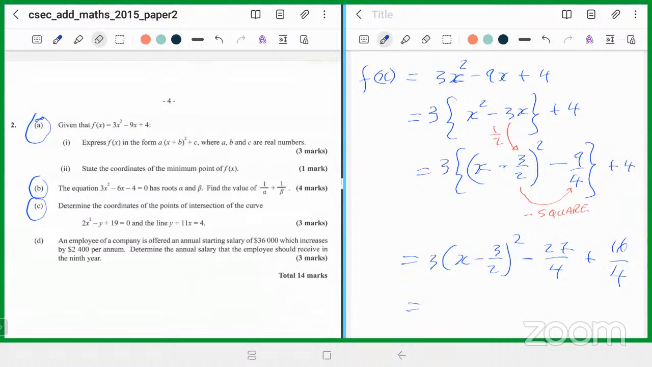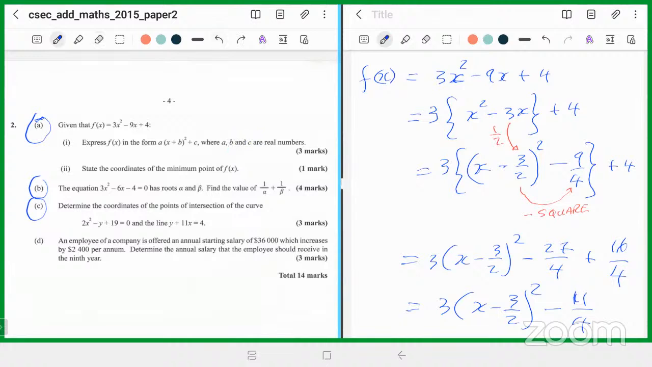So as a result, it becomes 3 into x minus 3 over 2 squared. Then it's 16 minus 27, going to give me a negative. What is that? 11 over 4. Negative 11 over 4. Agreed? Agreed? Yes, sir. All right, that's it. So I've finished that part up here.